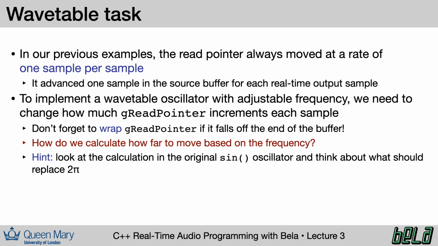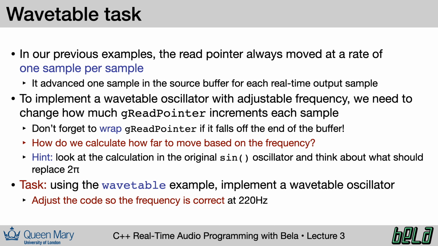So what you're going to need to do in the coding task just coming up is to figure out how much to increment gReadPointer each time to have it play the oscillator at the right frequency. And my hint to you is to go back and look at the calculations in the original sine oscillator from Lecture 1 and think about what would replace the factor of 2 pi there. So this brings us to our first task.